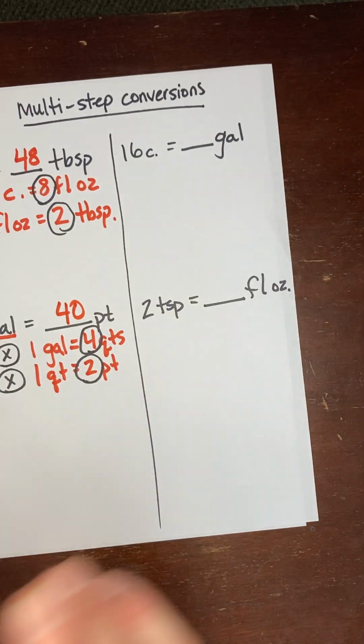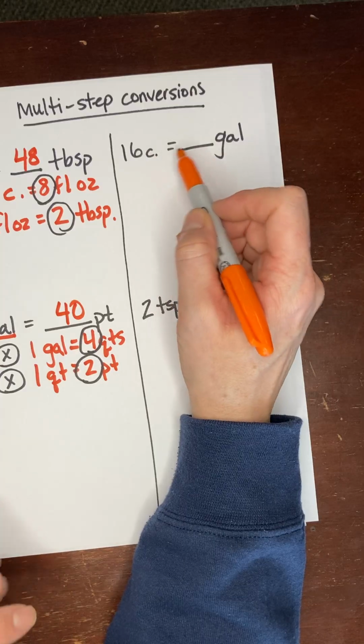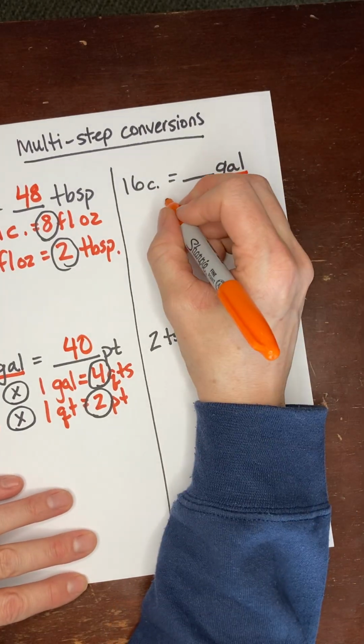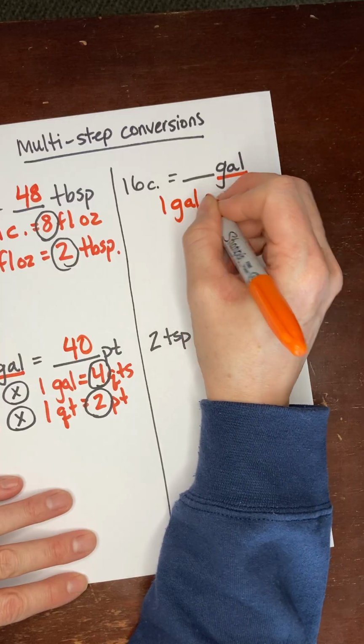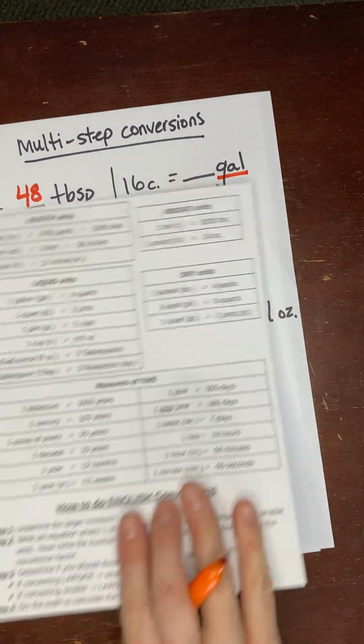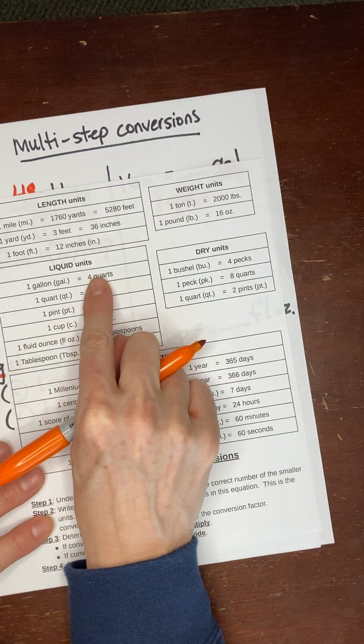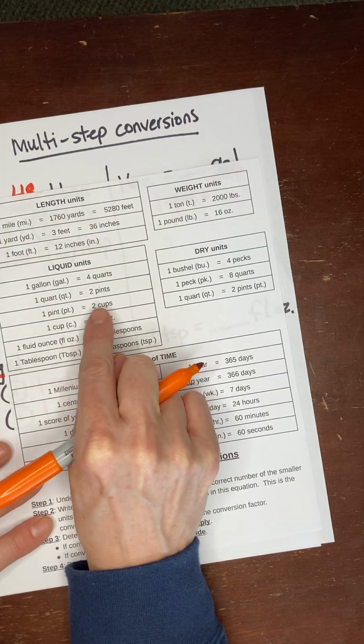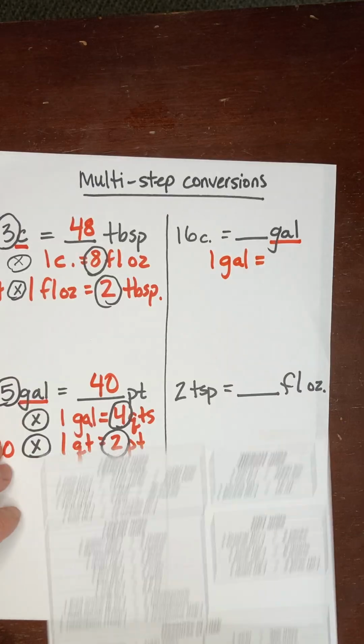Okay, let's go over here. 16 cups equals how many gallons? Which one's bigger? Gallons are bigger. So let's write 1 gallon equals how many cups? Well, if we look over here, I don't have a direct relationship between gallons and cups. I have gallons to quarts, quarts to pints, and pints to cups. So I've got to do this 3 times.